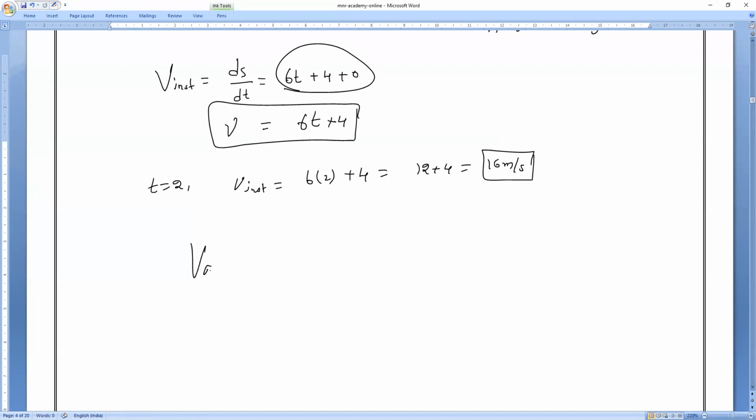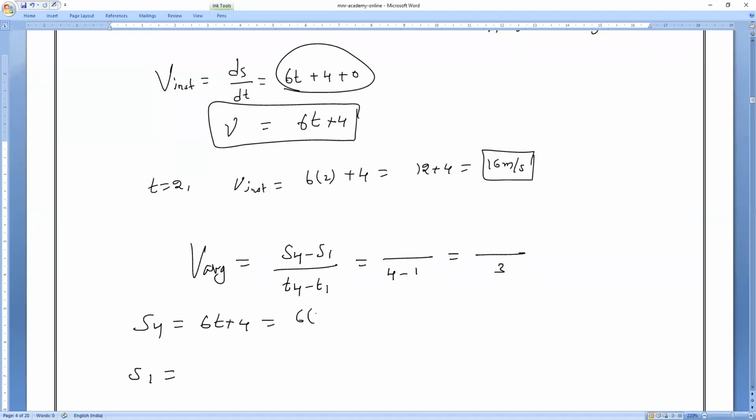What will come? V average is equal to S4 minus S1 divided by the difference T4 minus T1. S4 and S1 we don't know, but T4 and T1 we know. 4 minus 1 is equal to 3 seconds. We have to find S at t equals 4 and at t equals 1. Quickly find it and tell me. 6t plus 4 is 6 into 4 plus 4, so 24 plus 4, which is 28 meters per second.